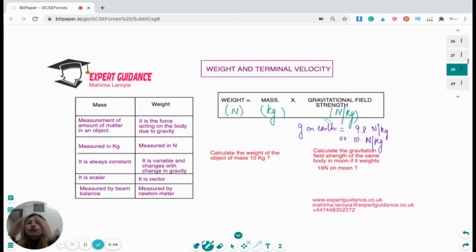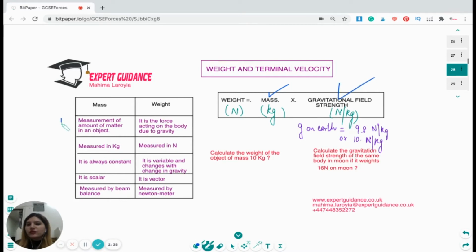The weight is the force acting on the body due to gravity. The mass and weight are different. Mass is the amount of matter in an object. So no matter whether you are on the Earth, on the Moon, or any planet, the mass of the object will remain the same. But the weight will not be the same because the gravity is different, and weight is the product of mass times the gravitational field strength.